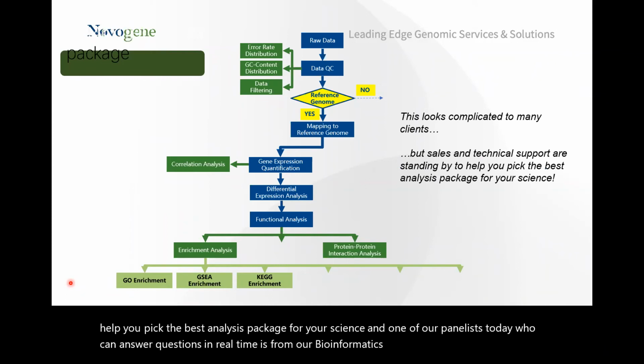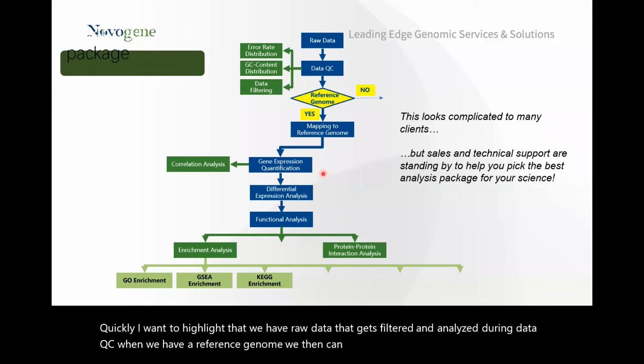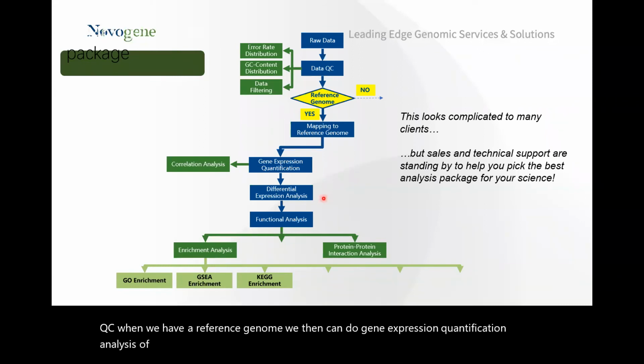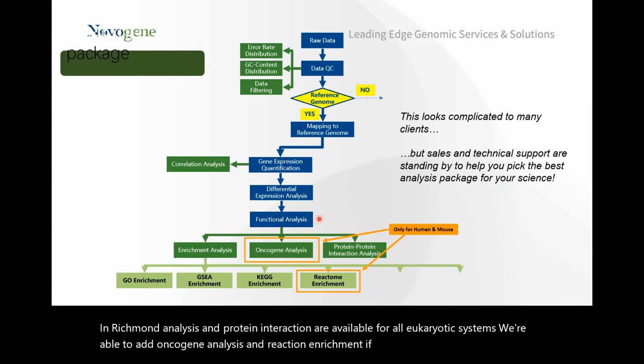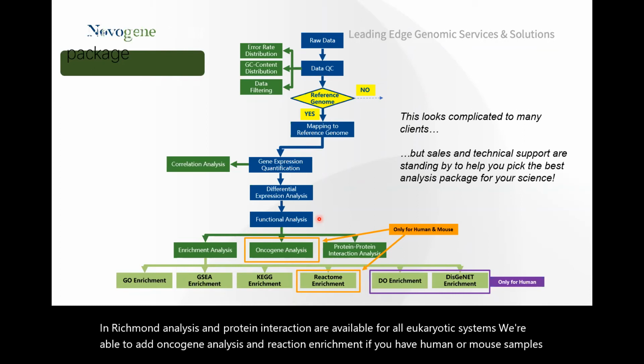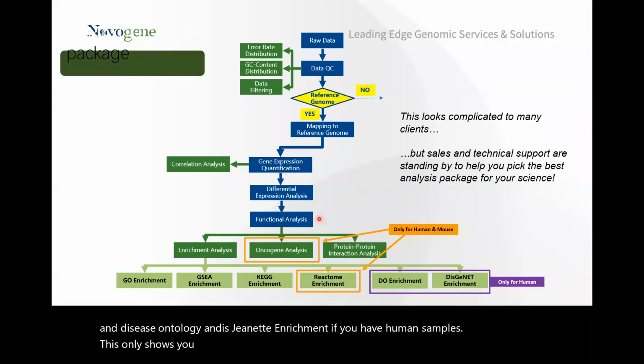Quickly, I want to highlight that we have raw data that gets filtered and analyzed during data QC. When we have a reference genome, we then can do gene expression quantification, analysis of the differentially expressed genes, and we pursue functional analysis after that. Enrichment analysis and protein-protein interaction are available for all eukaryotic systems. We are able to add oncogene analysis and reactome enrichment if you have human or mouse samples, and disease ontology and DisGeNET enrichment if you have human samples. This only shows you the actual analyses. We provide multiple figures and tables for many of these to you.